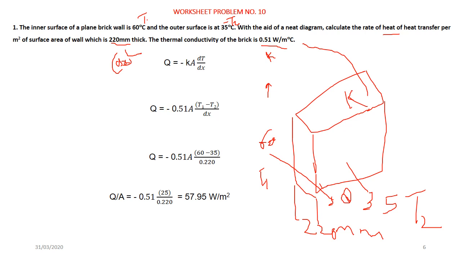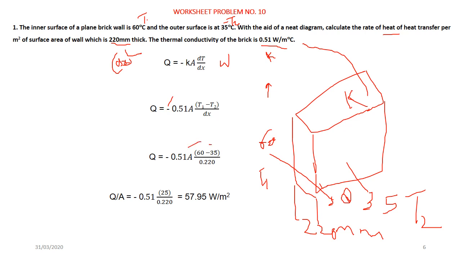That's what we discussed: Q is equal to minus kA dT by dx. The unit is watts. So minus K, the minus I wrote here. K is given as 0.51. Area we don't know. T1 we know 60 and T2 is 35. And dx is thickness, which is 220 millimeter. That I have to convert from millimeter to meter by dividing by 1000. Then you substitute these values.